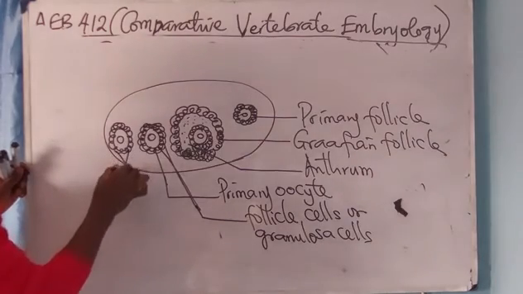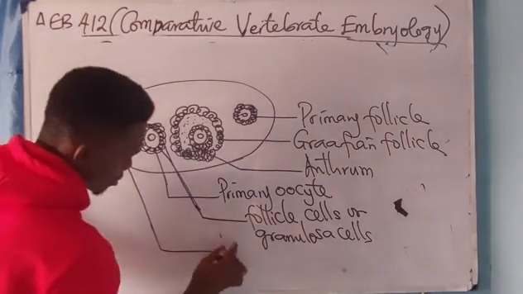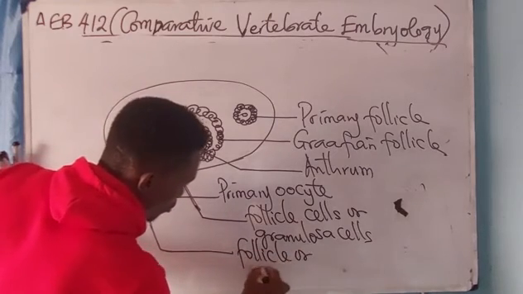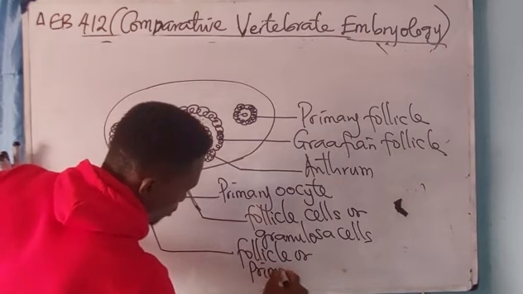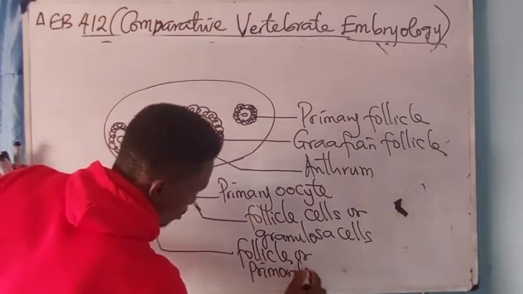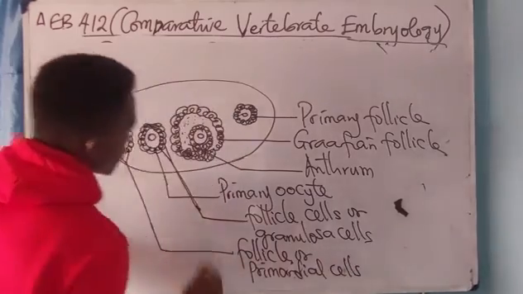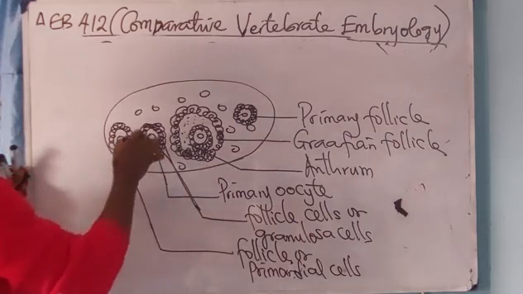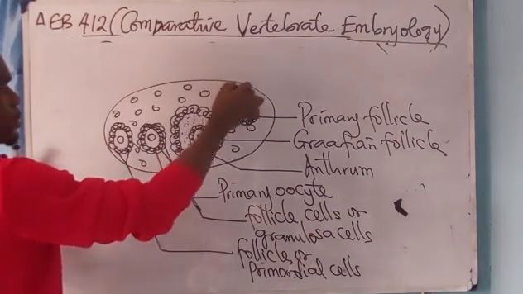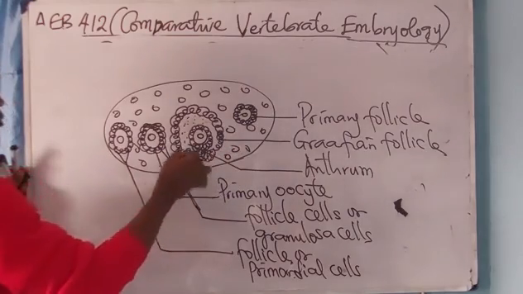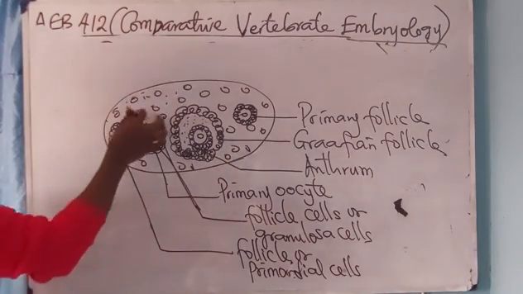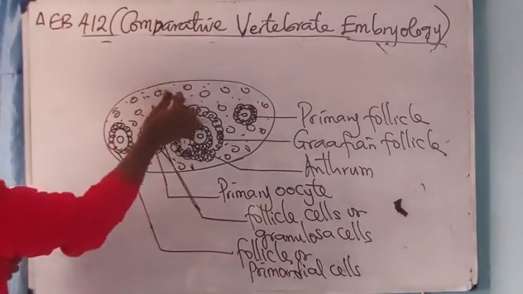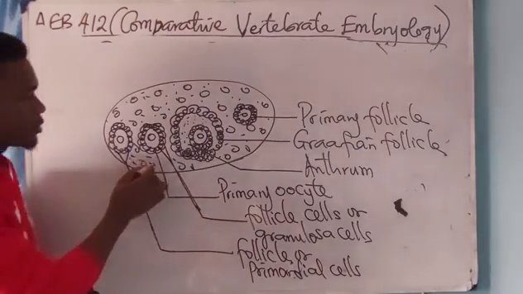You now have the last one here. These ones are called the follicle or primordial cells. All right, so this is the structure of the ovary. I've explained every part here, so there's no need to say a word now. Everything has been explained. So this is the structure of the ovary. So at this point, we'll call it a day.